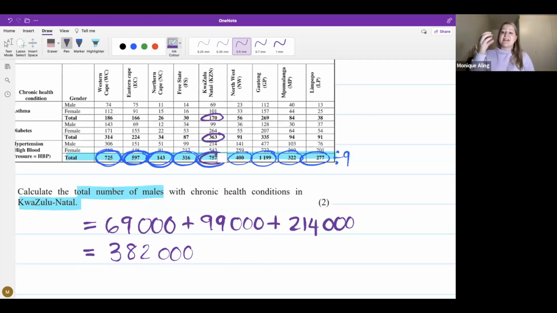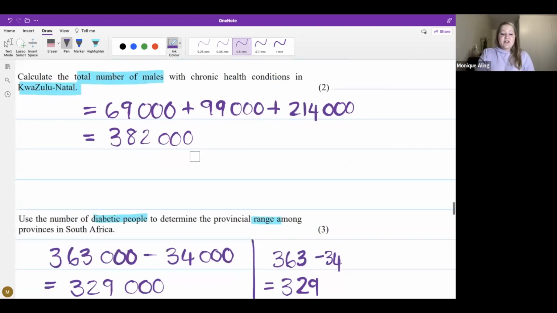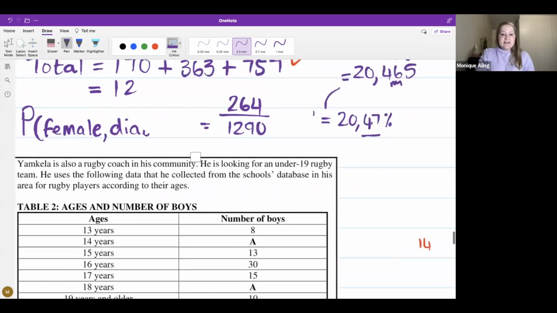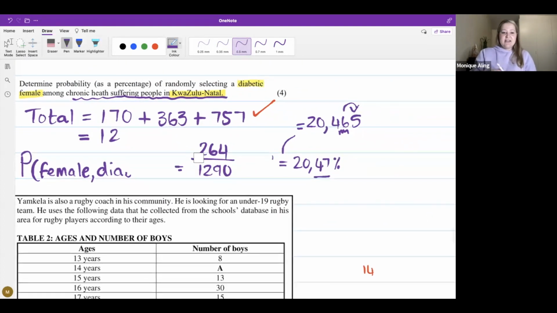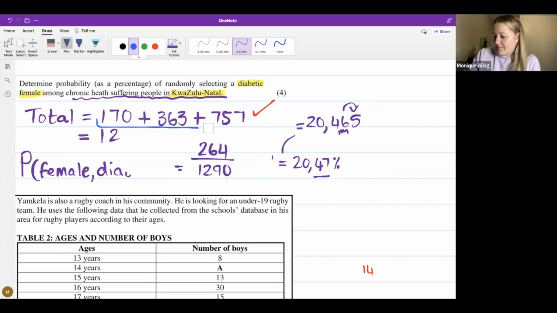So what I did was I went and added all those numbers up, because that's the total number of people that have a chronic illness in KZN. So that was the first step I did there. As you can see, this part over here, I've added that up and that gave us 1290.